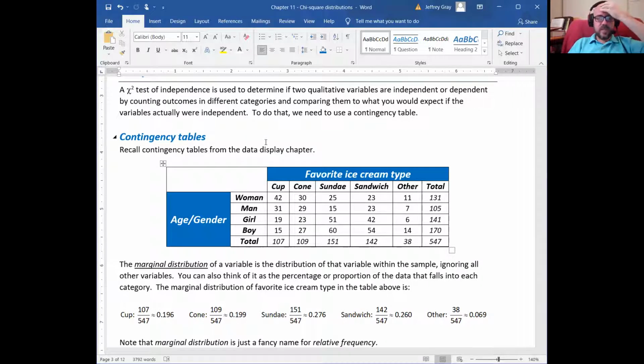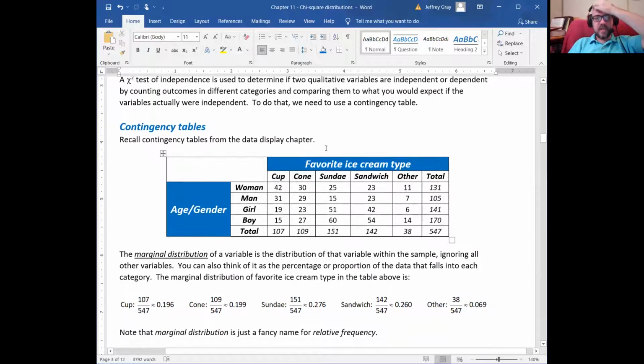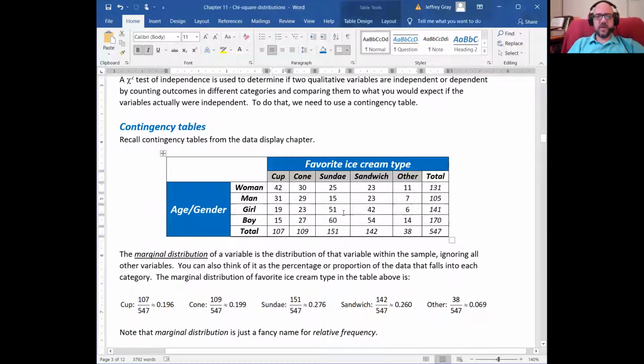So let me explain what the idea here is. Let's say I wanted to determine if age and gender, the one variable that I'm calling age and gender, so like adults and kids, and then females and males, whether age and/or gender affects someone's favorite form of eating ice cream, whether they like it in a cup, cone, sundae, sandwich, or other. There's probably some other ways that you could have ice cream.